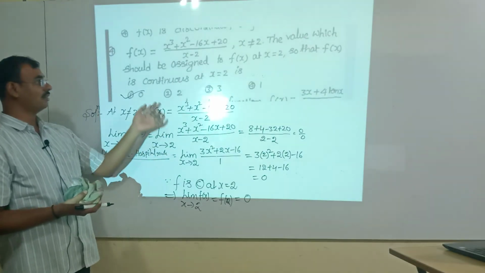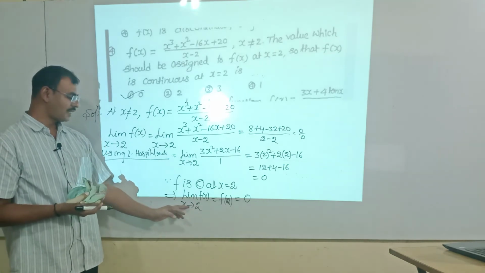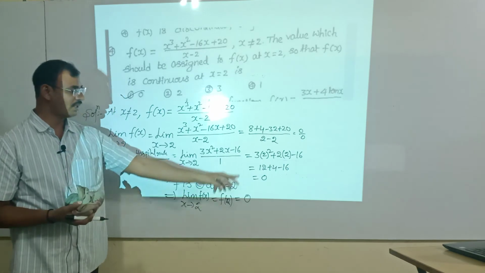Since f is continuous at x equal to 2, it means the limit of f of x as x approaches a is equal to f of a. This is what we got as the answer: f of a is 0.